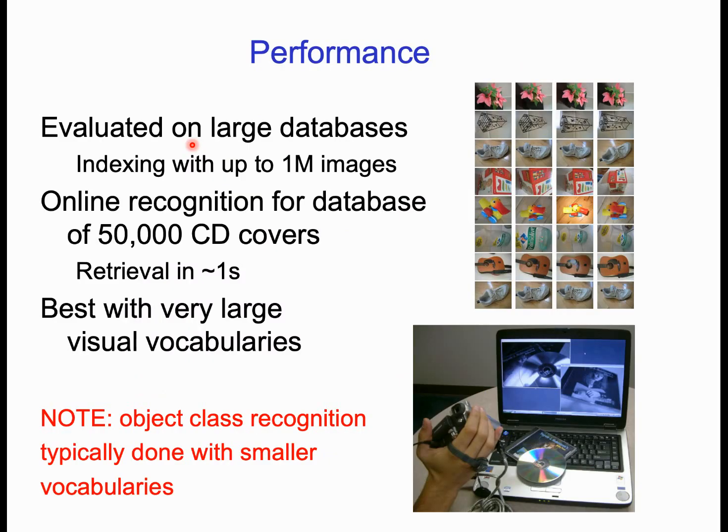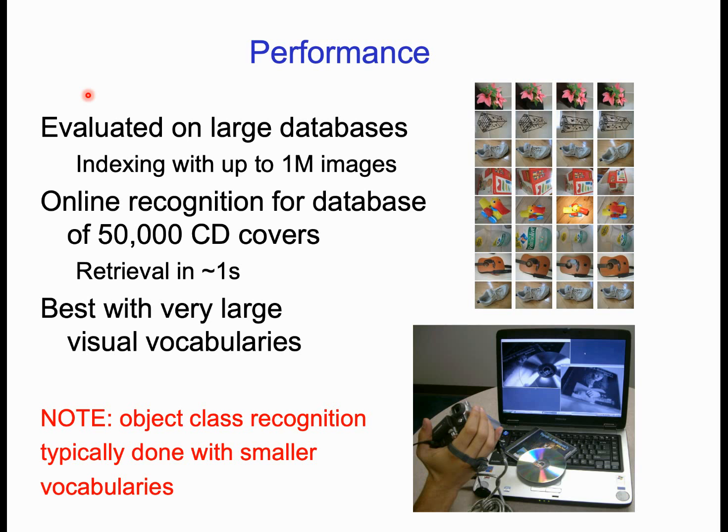Now this gives us an extremely efficient retrieval system. It actually has been evaluated on very large databases, indexing up to 1 million images. For example, it has been used in online recognition for databases of 50,000 CD covers. And even with that very large number of images, retrieval can be done in 1 second, extremely fast. And best results are obtained with very large visual vocabularies.